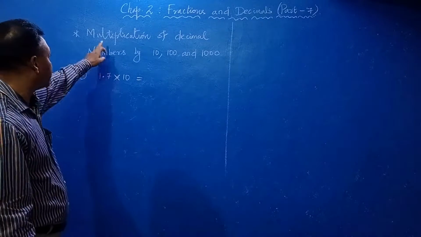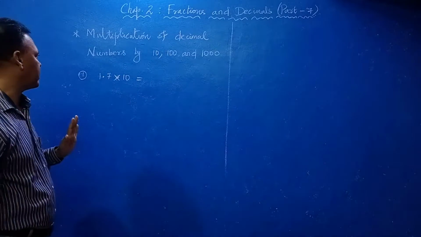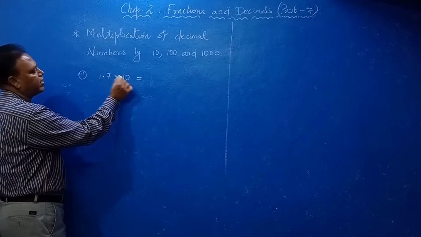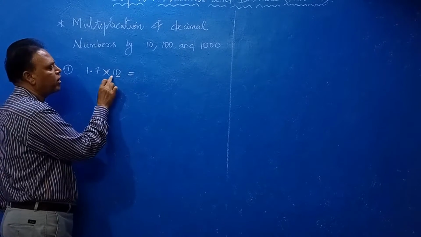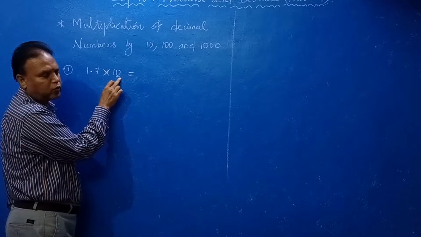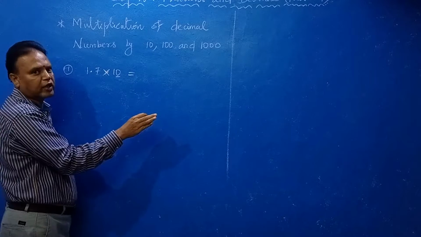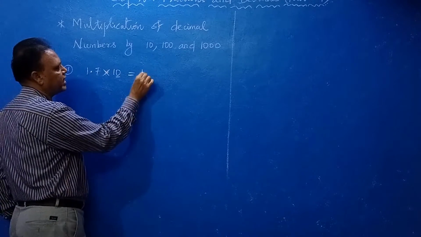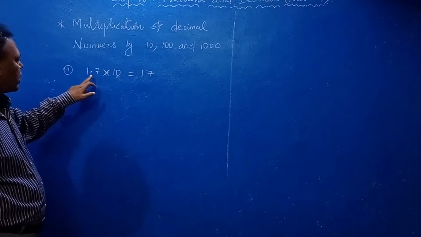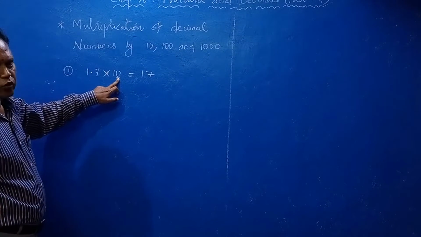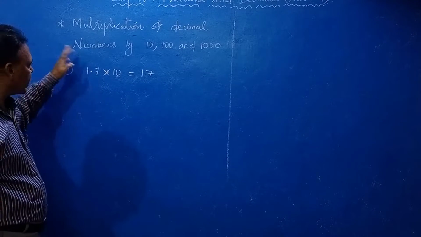Next we will see multiplication of decimal numbers by 10, 100, 1000. See first, 1.7 into 10. How will we multiply? See the zeros: 10 is 1 followed by one 0. After the decimal there is only one digit, so you can remove the decimal. That means 17. So you have to see how many zeros there are. Clear? Here after the decimal one digit, so you can remove the decimal.